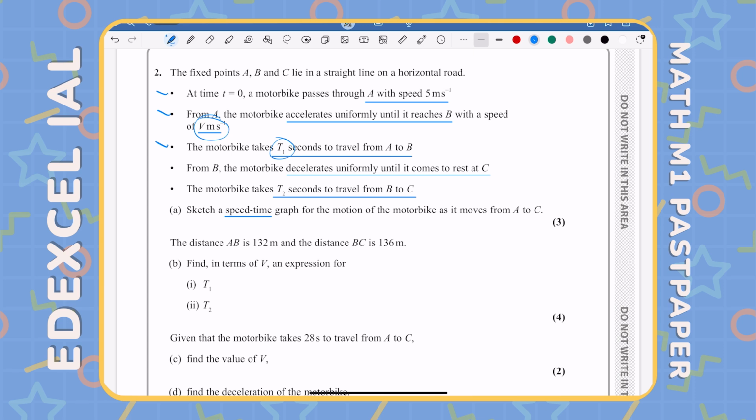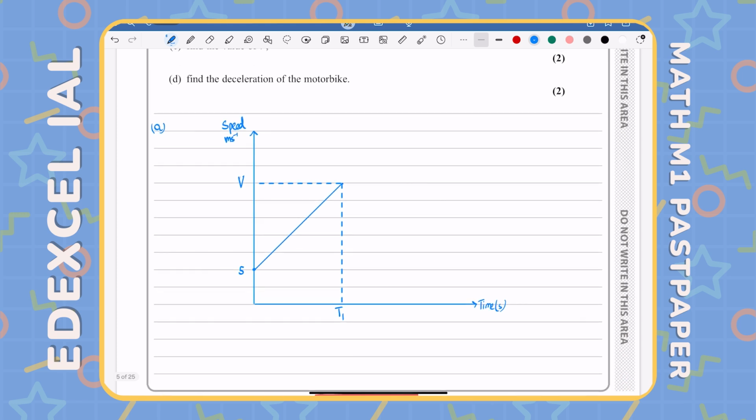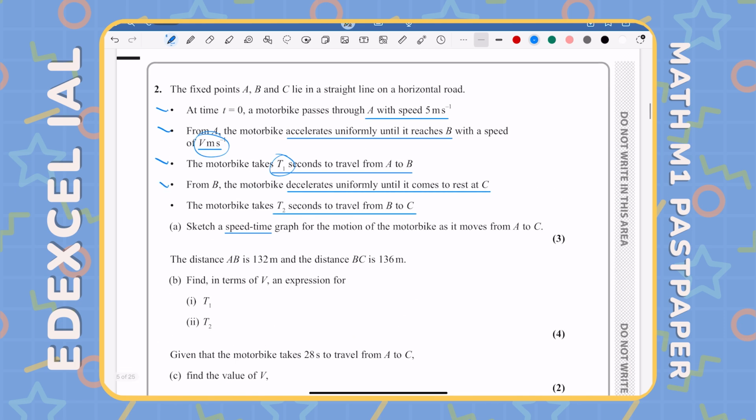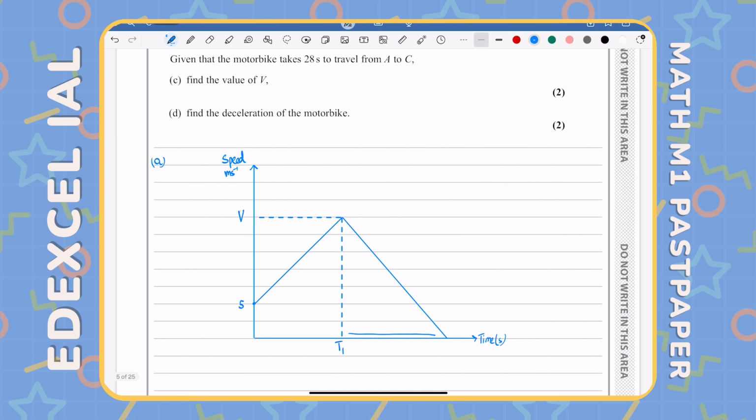From B, the motorbike decelerates uniformly until it comes to rest at C. So from this point onwards, there's going to be a downward sloping line up until the velocity is 0. Why? Because the object is coming to rest. The motorbike takes t2 seconds to travel from B to C. So only this time is t2 seconds.